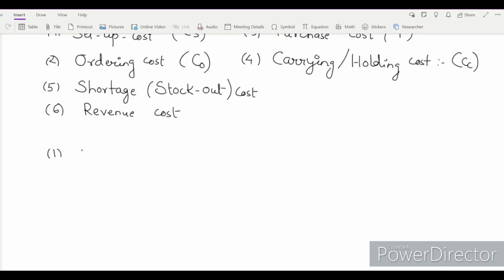First one, setup cost. So I think from the name itself, it is very clear. Setup cost, it is the cost associated with setting up of machineries, isn't it? Before starting the actual production process.